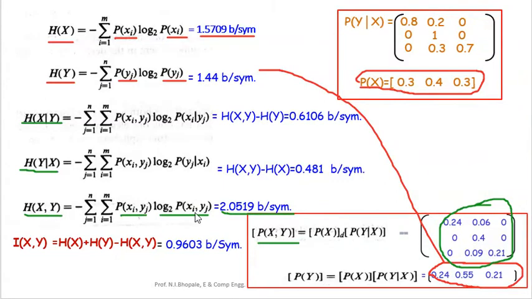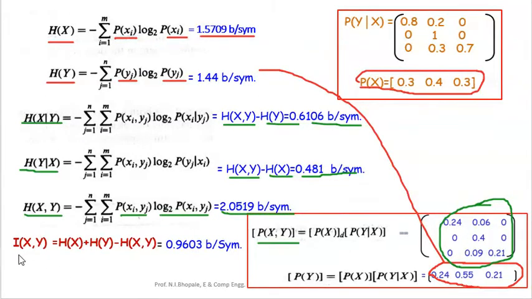By knowing this H(X,Y), just put the same value in the expression. For getting H of X given Y, it is H(X,Y) minus H(Y), which will give 0.6106 bits per symbol. Similarly, H of Y given X is H(X,Y) minus H(X), 0.481 bits per symbol.